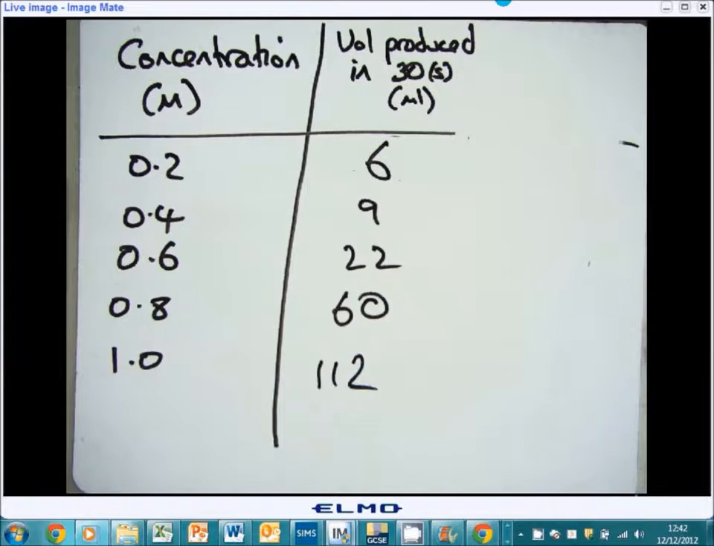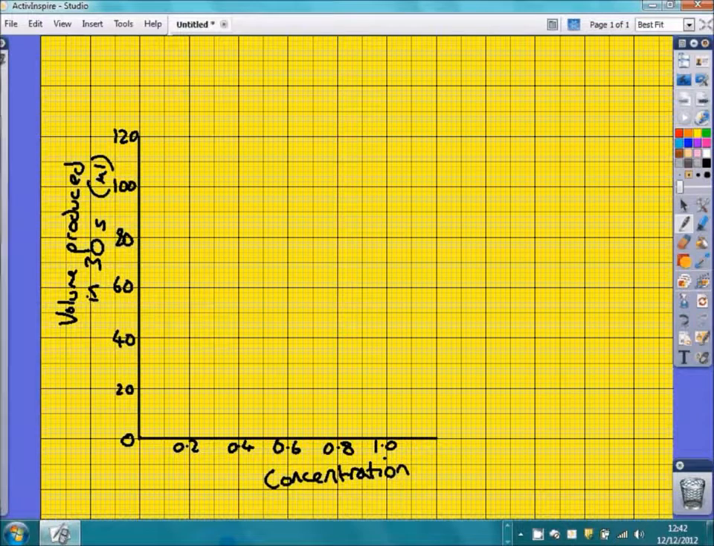So if we have a look at the results, you can see that as the concentration increases, so does the volume produced in 30 seconds. And that volume is of carbon dioxide gas. So if we put that onto a graph, you'll be able to see it in much clearer terms.